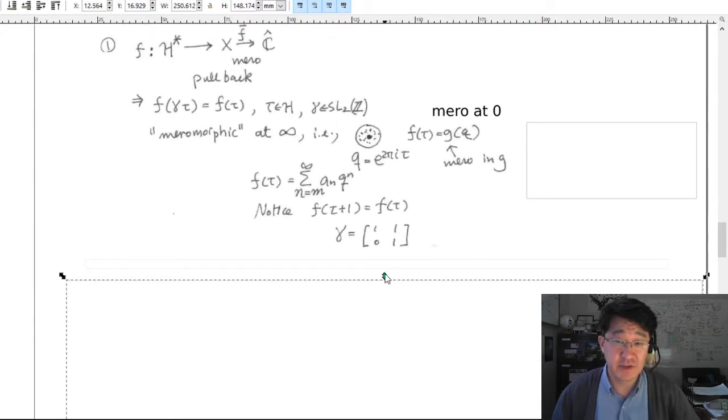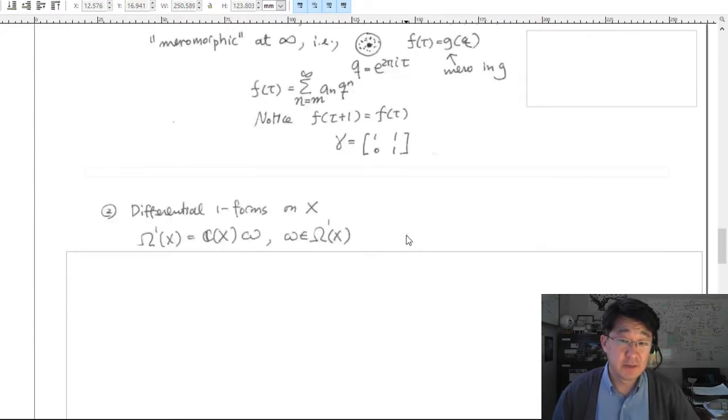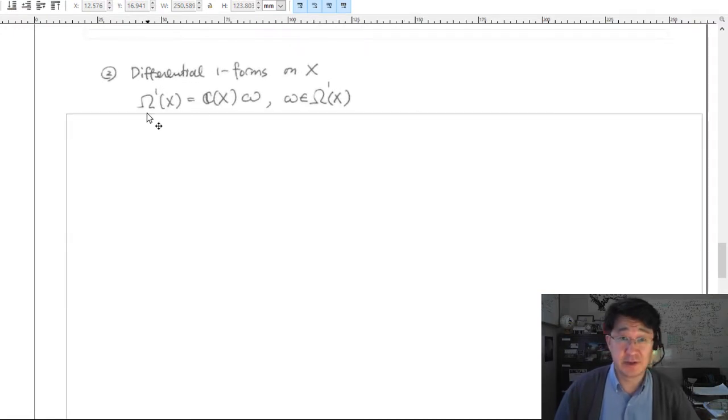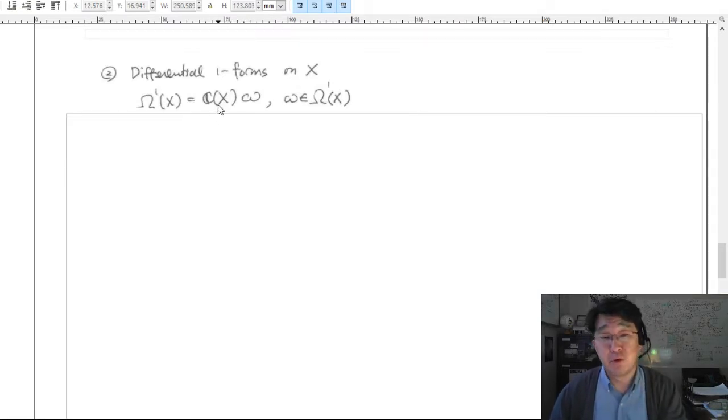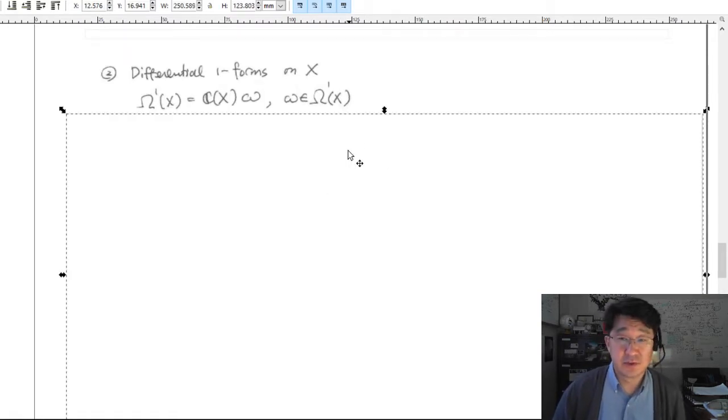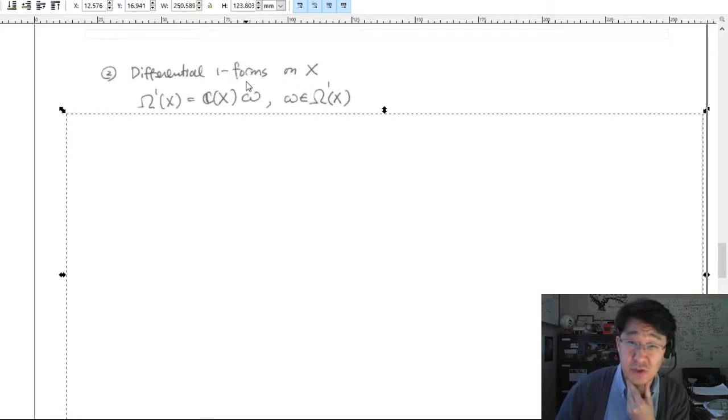Next item is differential forms. Differential one forms on the upper half plane are denoted by this capital omega 1 of X. And it is also known that if you have one differential form, all the other differential forms are obtained by multiplying by meromorphic functions on X. Right? So that's how these differential forms look. It's because of its dimension 1. So we're going to pull this one back to the upper half plane again and see what kind of differential one form we have on the upper half plane.